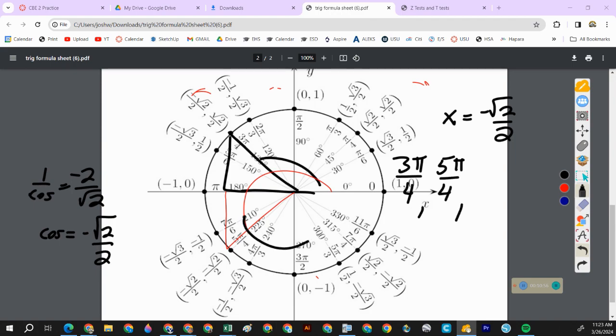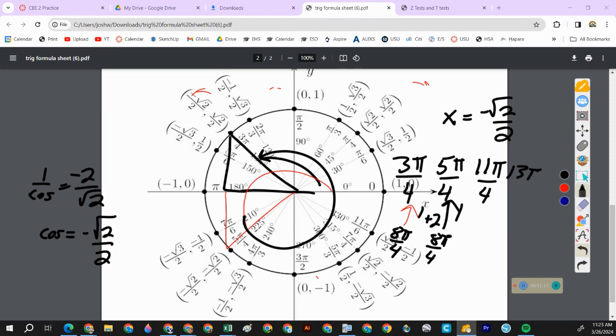But now I need to go around to there, which is essentially this one plus 2 pi. And 2 pi is also known as 8 pi over 4. So we have 11 pi over 4. And then we're going to add 2 pi to this one, which is adding 8 pi over 4. And we get 13 pi over 4. So those aren't too bad.